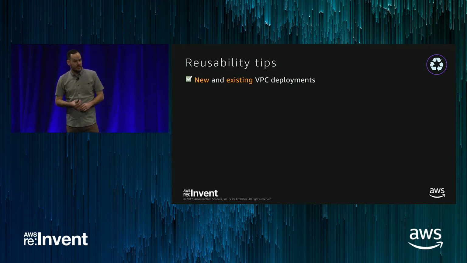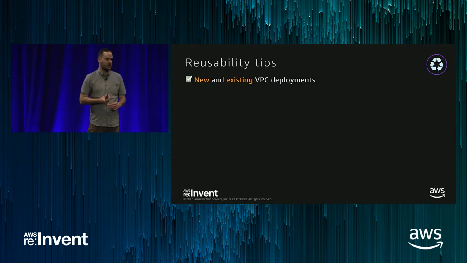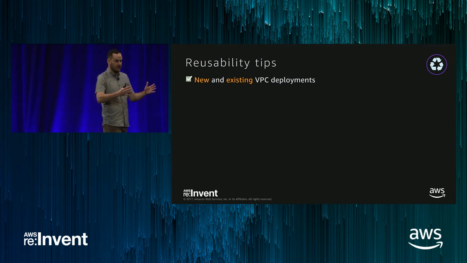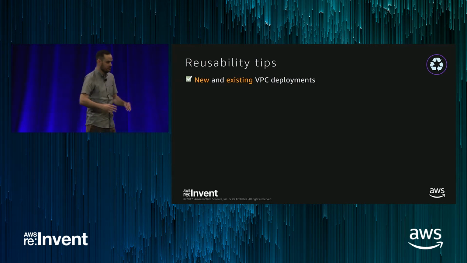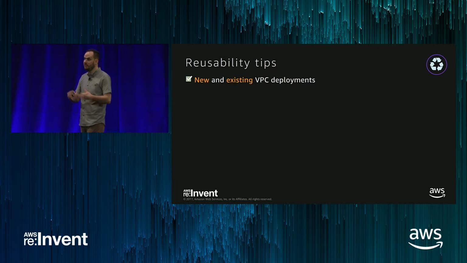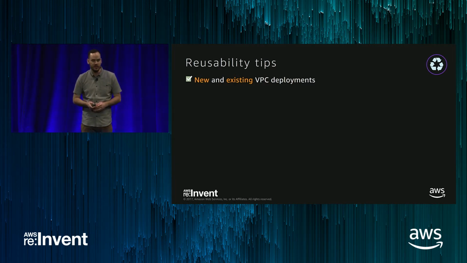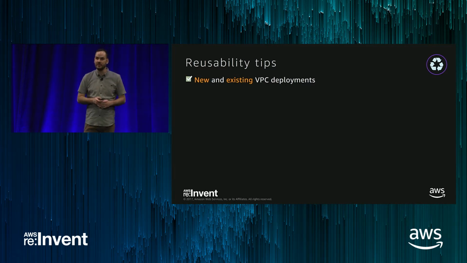In terms of reusability, you want to ensure that you are supporting new and existing VPC deployments. It may happen that a customer will have a new account, new region, and you want to make sure that they can deploy from scratch. Some customers may already have a VPC, so make sure your workload can be deployed in an existing VPC, as long as it meets the requirements that you need for your deployment. Let's say you need private subnets, public subnets, etc.